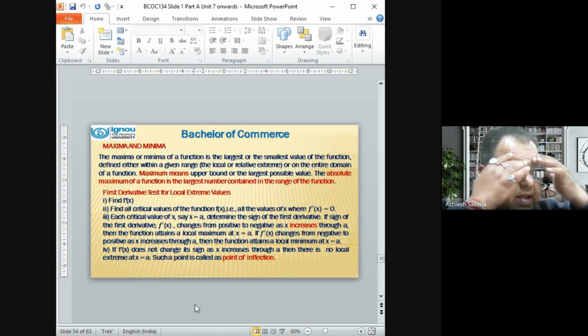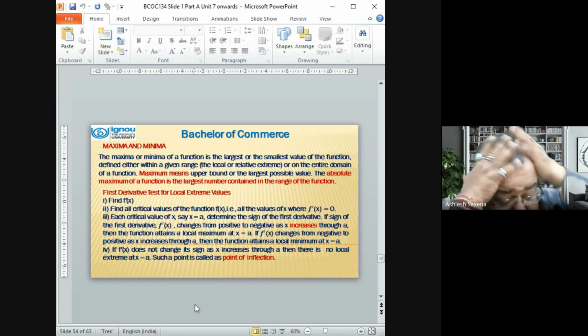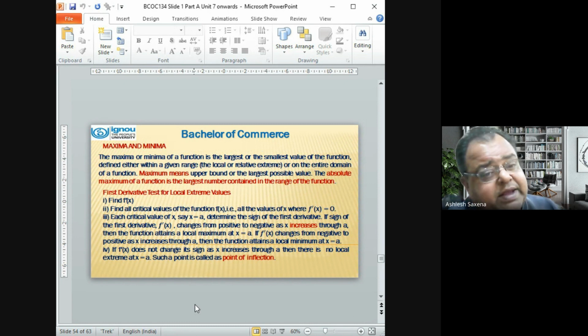Now come maxima and minima. Maximum and minimum in their plural form are known as maxima and minima. Maxima or minima of a function is the largest or the smallest value of a function, defined either within a given range, the local or relative extremes, or on the entire domain of a function. Maximum means upper bound or the largest possible value. The absolute maximum in the function is the largest number contained in the range of the function.